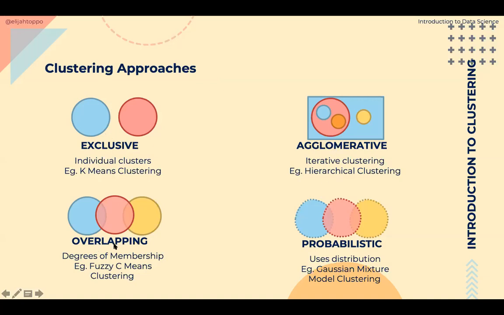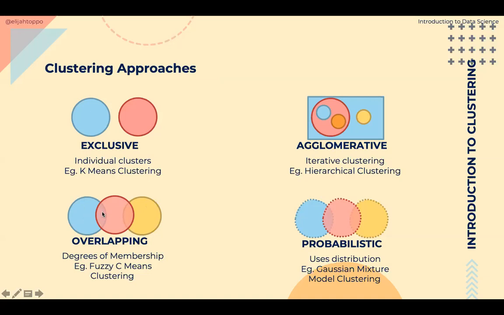Okay. Then we have overlapping clustering, where you can see that though there are different groups, there is some level of overlap between multiple groups. Or we can say that there is something called degrees of membership. Each data point belongs to all the three groups in different quantities. Let's say a data point here belongs 99% to the blue group, 0.5% to the red group, and 0.5% to this group. Okay.